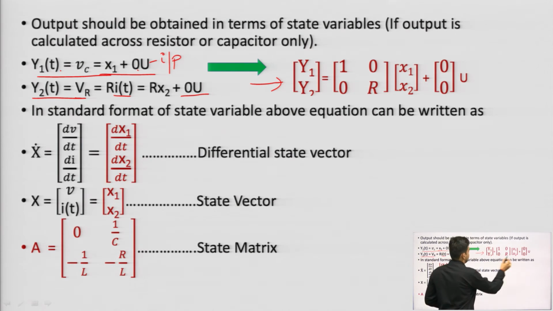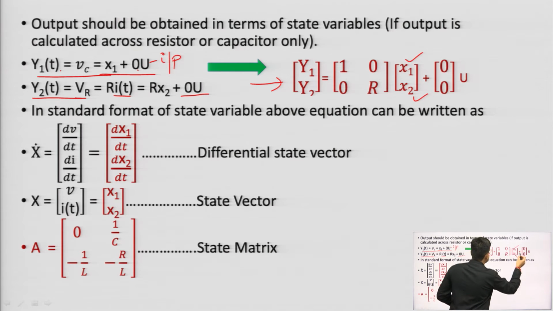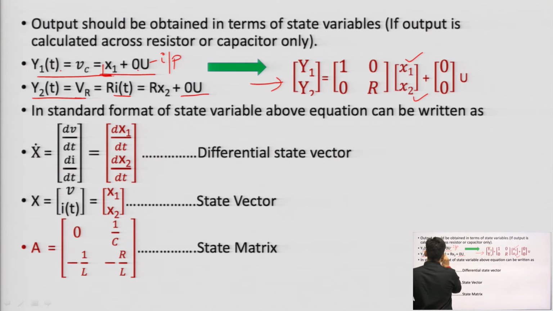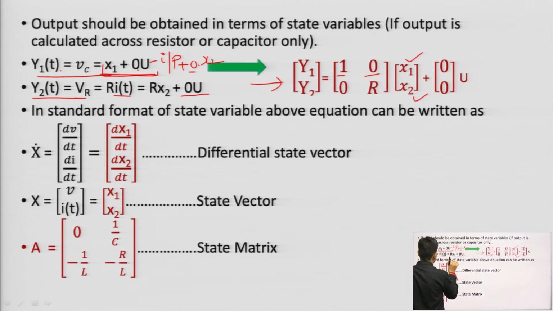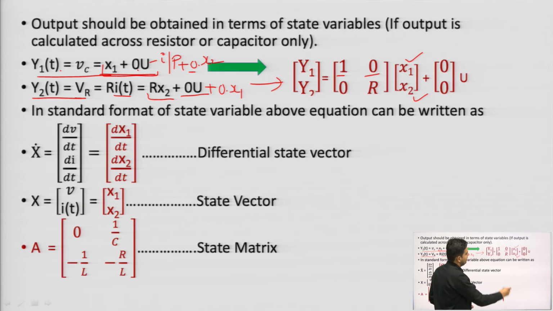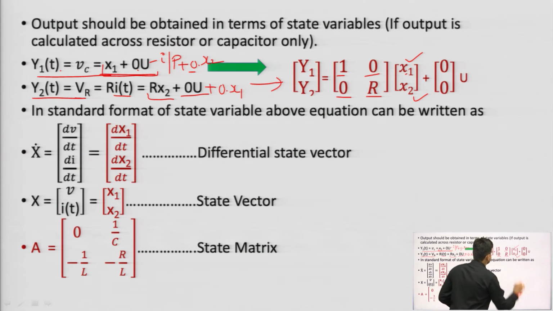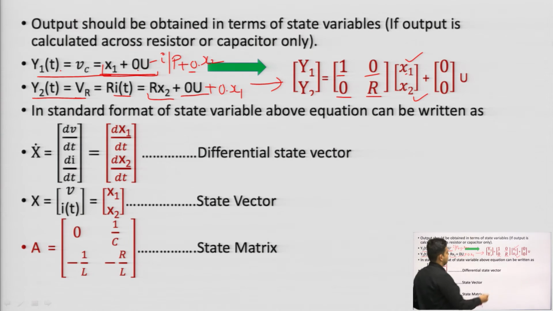Now, the state variables are here x1 and x2. So, in equation 1 only x1 is present, x2 is absent. So, I can make 0 times of x2. The coefficient of x1 is here 1. So, I will write here 1. Coefficient of x2 is 0. I will write here 0. In the same way, in the second equation I am getting R x2. So, I can write here plus 0 times of x1. It means x1 is absent here. So, I can make 0 coefficient for x1 and R coefficient for x2. So, this is my output state equation.